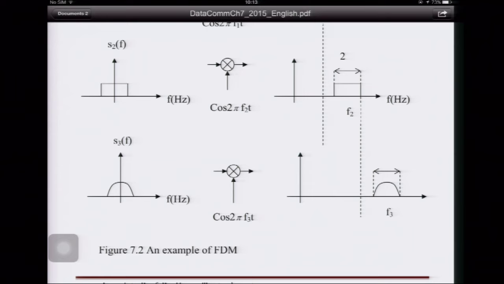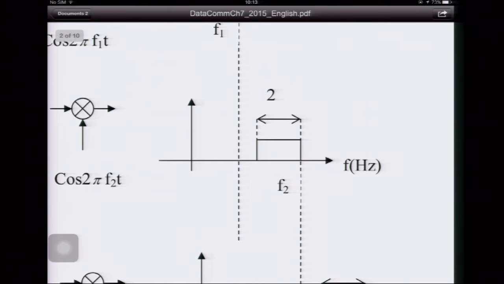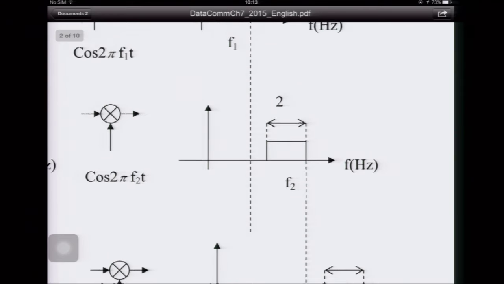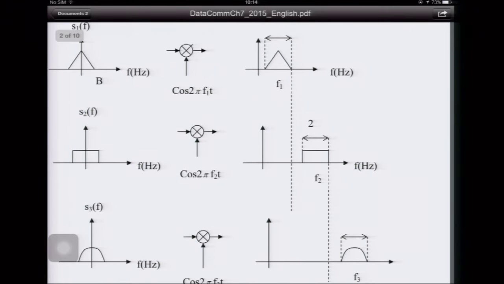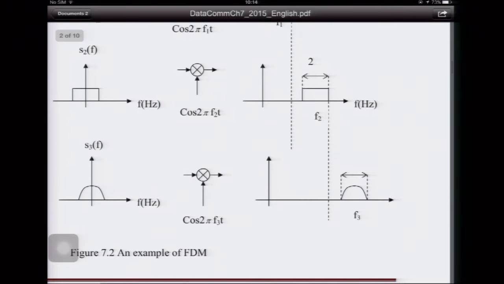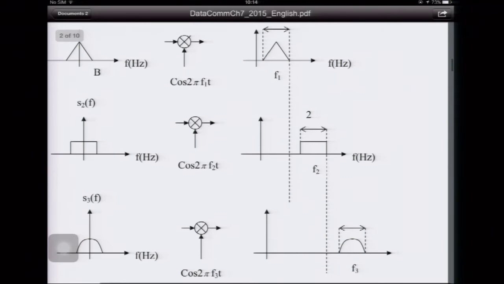Again, the number 2 here is missing. I want to show you that the bandwidth is 2B. If the baseband bandwidth is B, then the modulated bandwidth is 2B. The B is missing here. Anyway, you see that the modulated signals are at different frequency ranges.